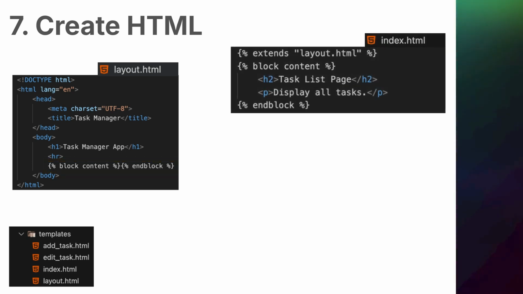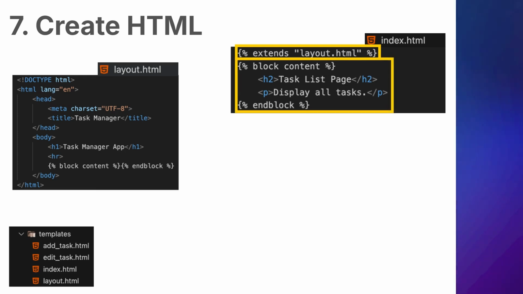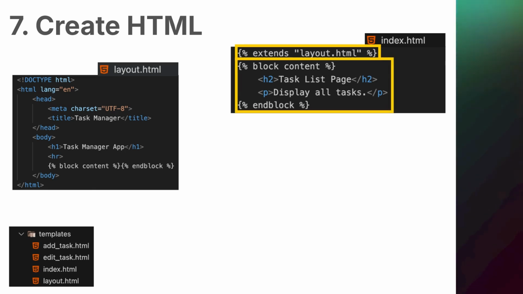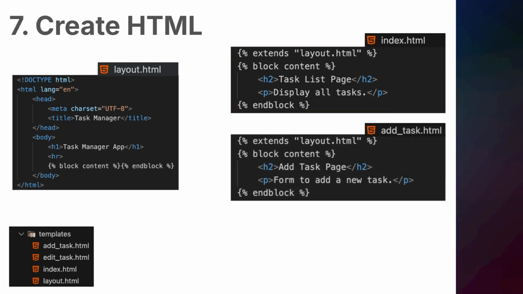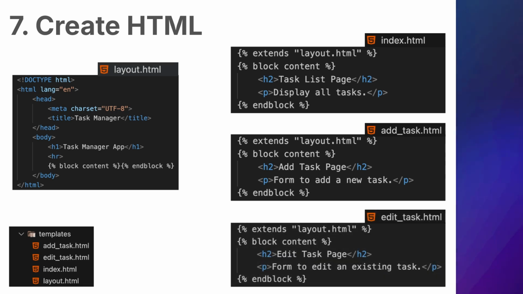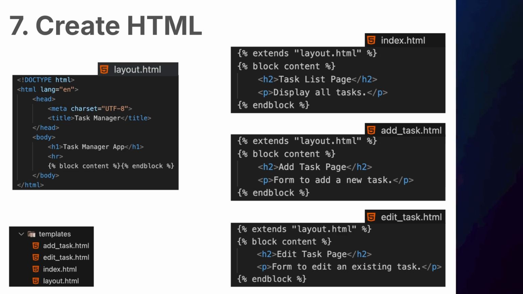Next, index.html. This is the home page that lists all tasks. It extends layout.html and fills the content block. Later, it will display a list of tasks from the database. Next, add_task. It's a page for adding new tasks. It will contain a form to input the task title and description. Methods are used with both GET to show the form and POST to submit the form. Next, edit_task. It's a page for editing an existing task. It includes a form with the current task data filled in, so it will be accessed by task ID.